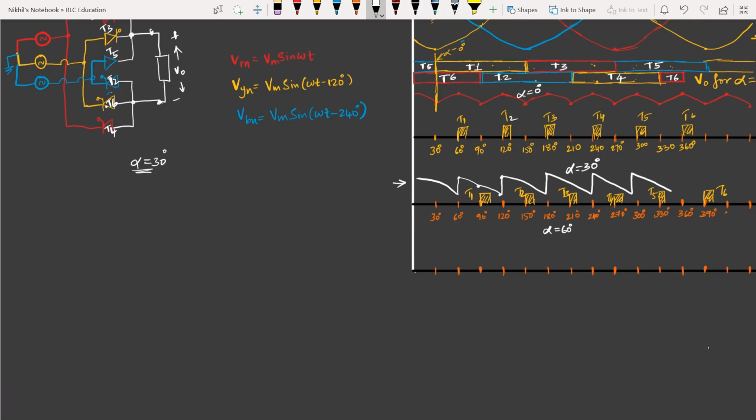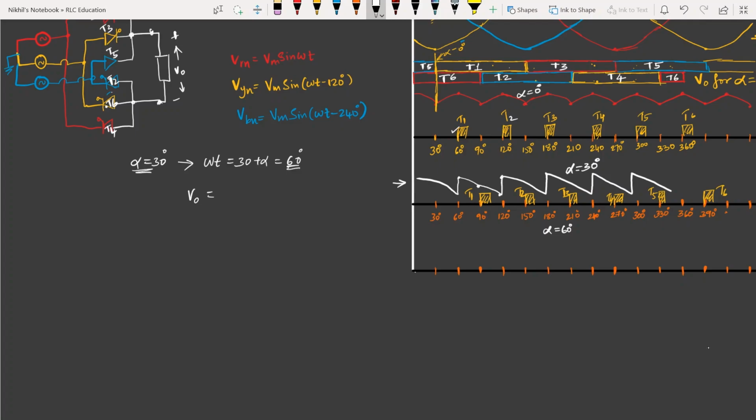So if alpha, the firing angle, is at 30 degrees, what will be the omega t? Omega t will always be 30 plus alpha, isn't it? So 30 plus 30 means 60 degrees. So at omega t equal to 60 degrees, what will be the output voltage of the converter circuit? When the firing angle is 30 degrees, that is omega t is equal to 60 degrees, what will be the thyristors that are conducting?